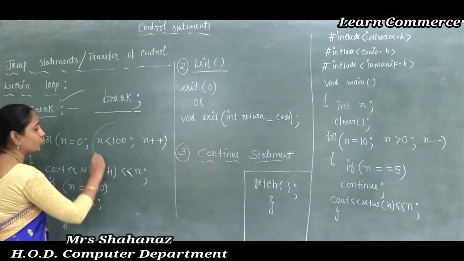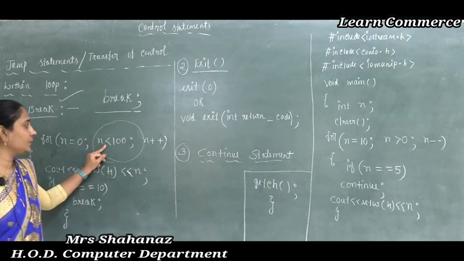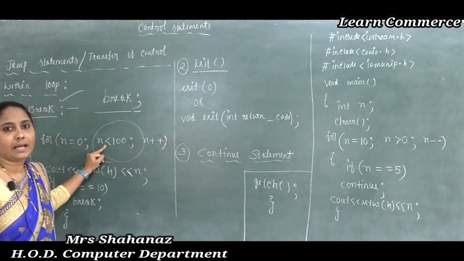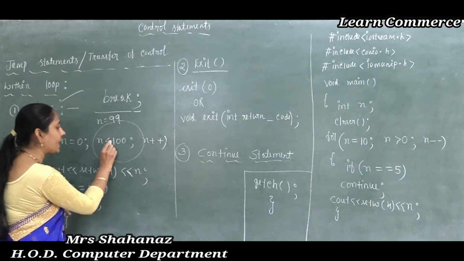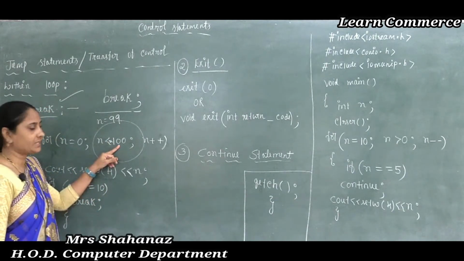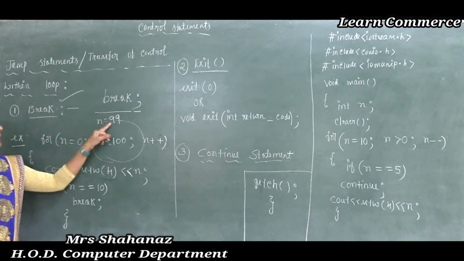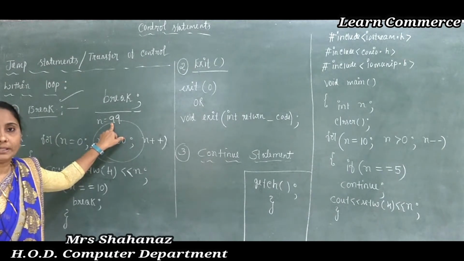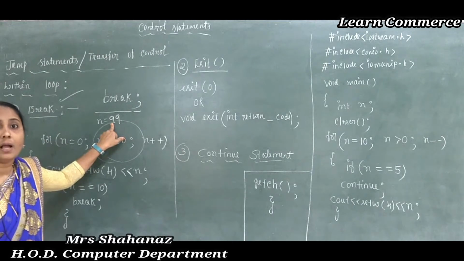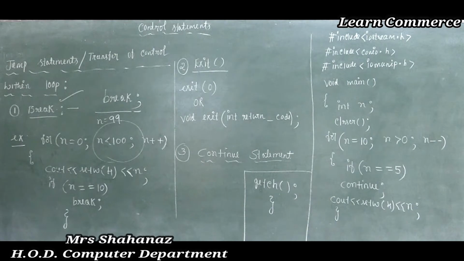Till where do we need to execute the numbers in this case? Our condition is n less than 100, that means n goes up to 99. If you use the equal sign, it will execute till 100, but if you use the less than sign, not the equal sign, it will execute the numbers till 99. So in this condition I want to execute till n equals 99, but also in this example I used the break statement.